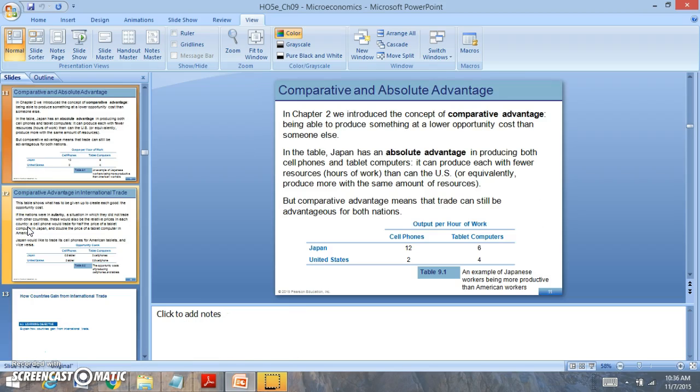So for this week, we're going to be looking at the role of comparative and absolute advantage. Comparative advantage is looking at the analysis of who can produce at the lower opportunity cost, whereas absolute advantage is who produces more. So these are some of the concepts that we're going to be looking at this week.